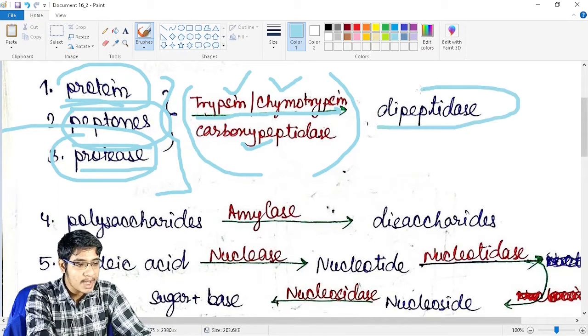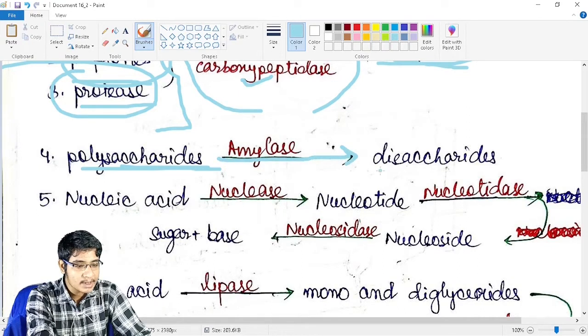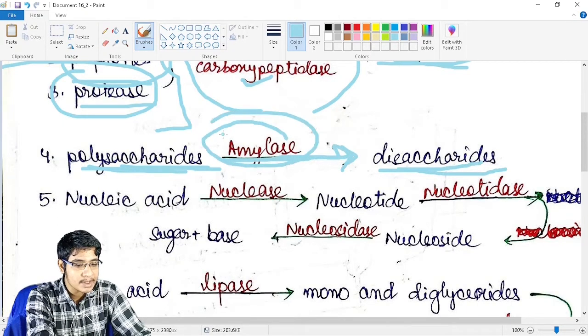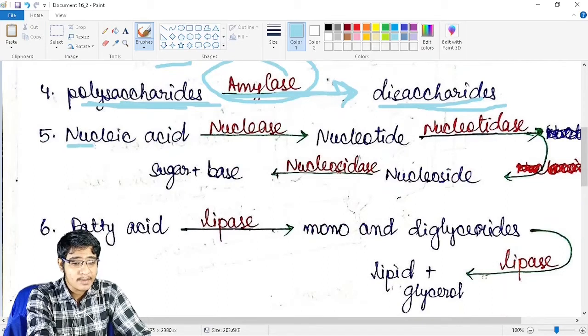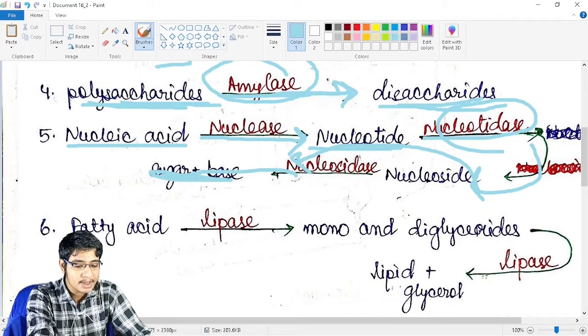With these three enzymes, they form dipeptides. Next we have polysaccharides. Polysaccharides come in contact with amylase and form disaccharides. This amylase is present in our saliva. Next we have nucleic acid. With the help of nuclease, it transforms into nucleotide. With nucleotidase, it transforms into nucleoside, and with the help of nucleosidase, it forms sugar plus base.